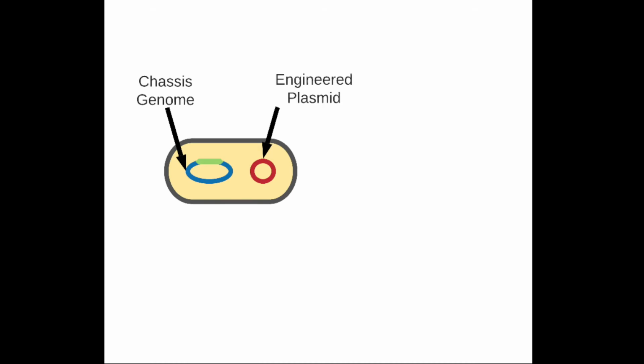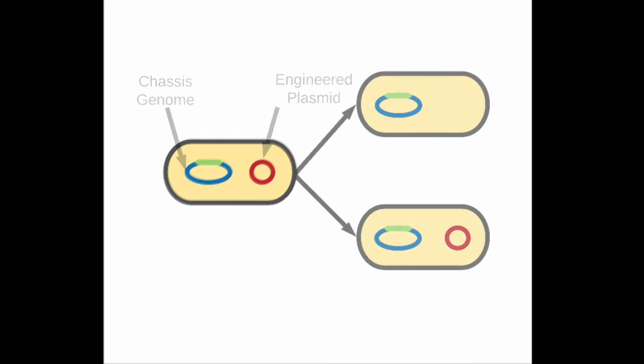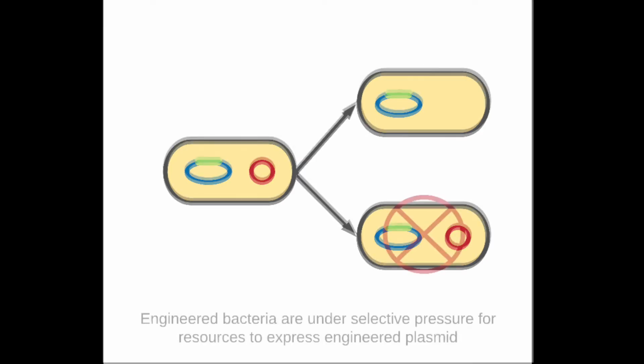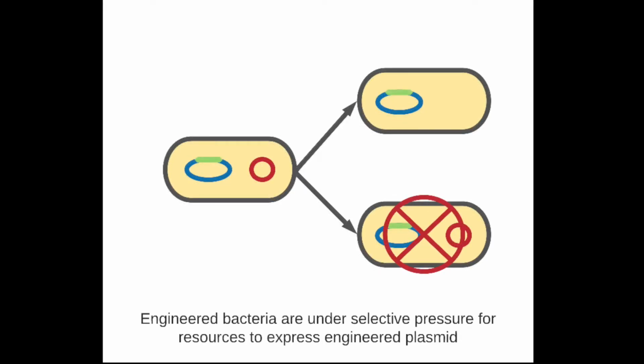Here we have the blue and green host genome as well as our red engineered plasmid. This engineered bacteria will be growing, dividing, and competing with other neighboring organisms for resources. When it divides, it may or may not retain the plasmids. Those bacteria that retain the plasmids will express them, which costs a lot of energy and nutrients from the cell.